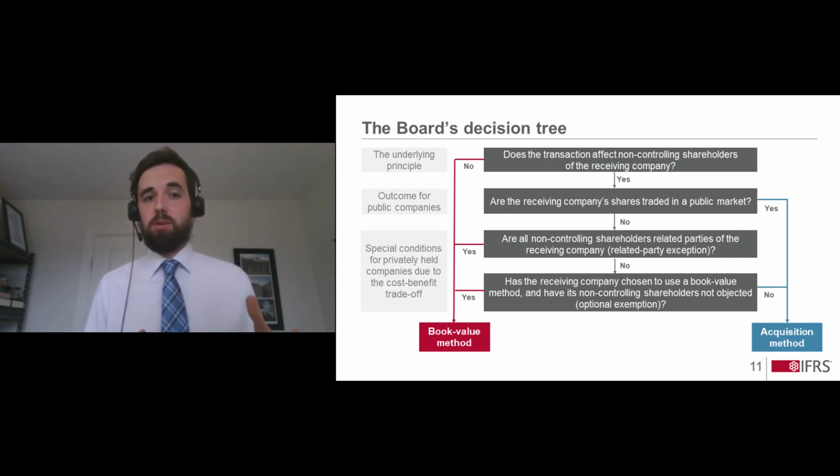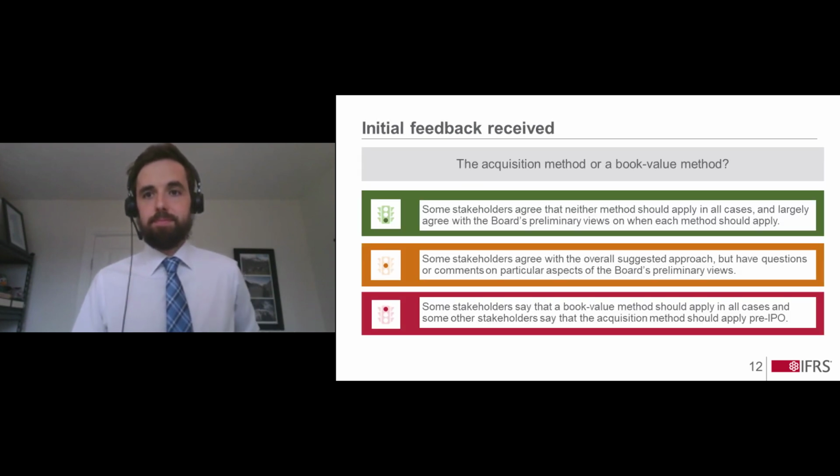And just to highlight that both the exception and the exemption are based on conditions that already exist in IFRS standards today. I'll now hand it over to Julia to talk you through some of the initial feedback that we're hearing on this area. Thank you very much, Rich.